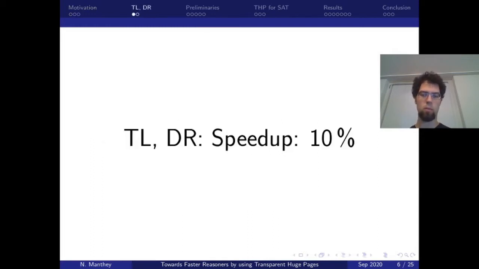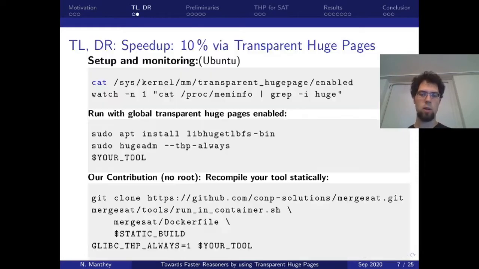So, a very brief summary is, if you use huge pages instead of small pages, then you get a speedup of an average 10%. Depending on the benchmark, it can be much higher. And this is a summary of how you achieve this.